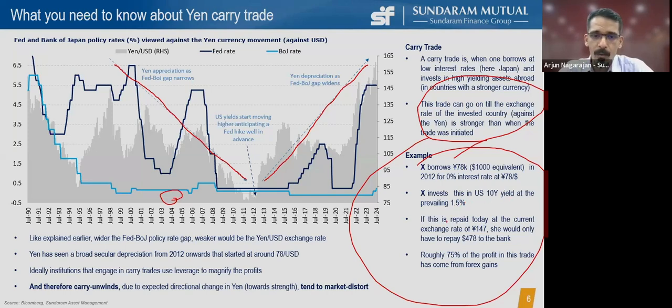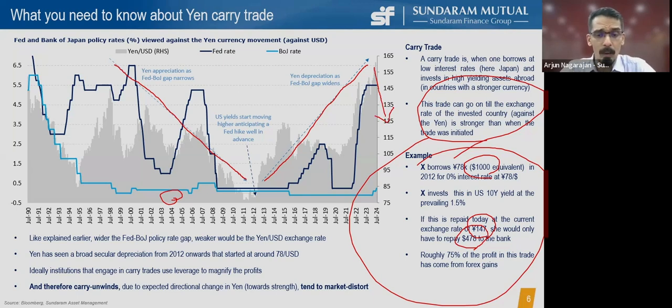Now, if he holds on to this trade for, let's say, around 12 years, and currently the yen dollar exchange rate is 147, if she repays this now and closes the trade, instead of repaying $1,000 equivalent, she will only be repaying around $478 equivalent, which means that 75% of the profit that you have made in this carry trade comes largely only from foreign exchange.